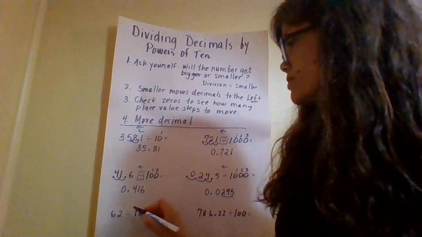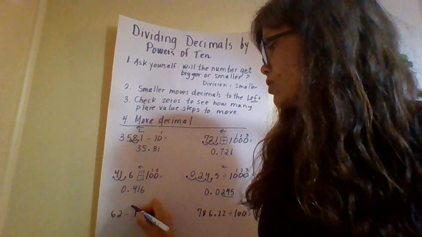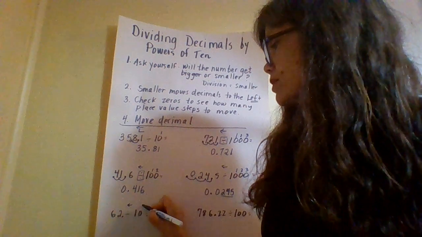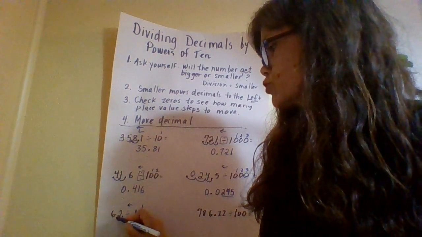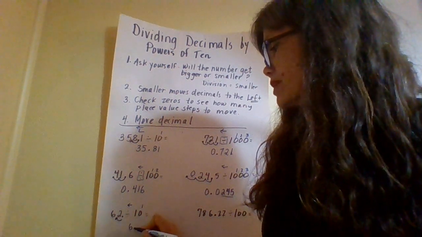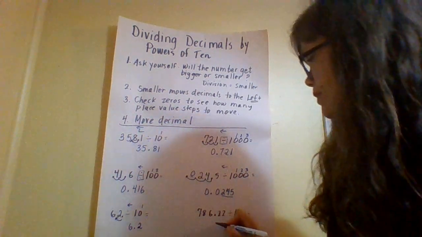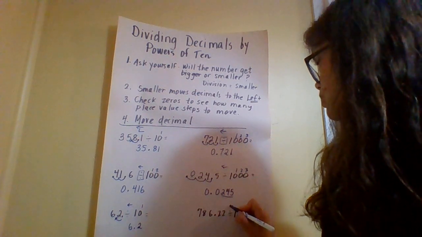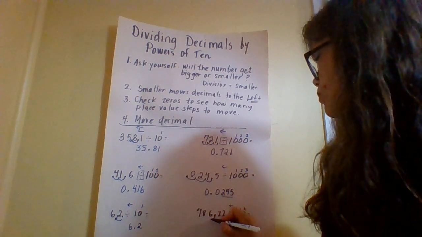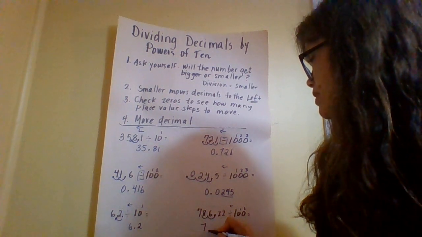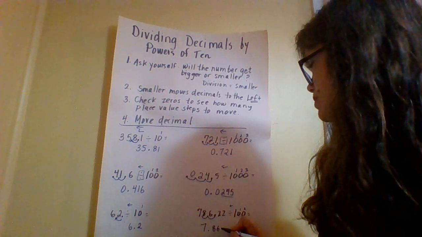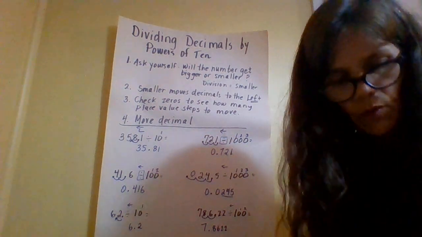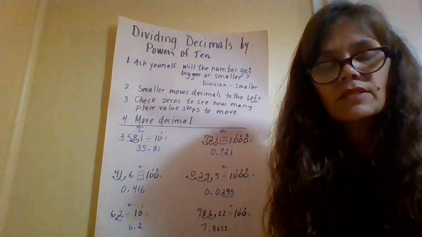All right, here's another one. Going to get smaller. We know that decimal point exists there even if it's not showing. Going to move one space over. 6 2/10. And this problem is going to be smaller. 1, 2, 1, 2, and 8,622 10,000ths.